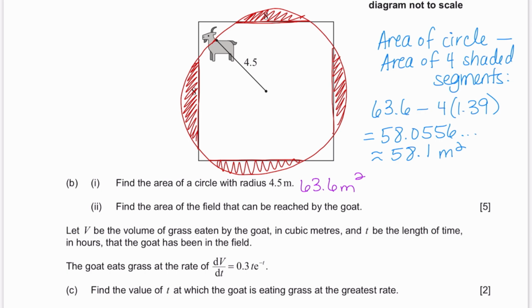Where do you get your points here? Remember I told you that for part 1, you got 2 points or 2 marks just for finding the area of the circle. And then this second part is worth 3 marks. And the way you get those 3 marks is 1, understanding that you're supposed to multiply the 4 times 1.39, subtracting the 4 segments from the area of the circle, and then finally for your correct answer.